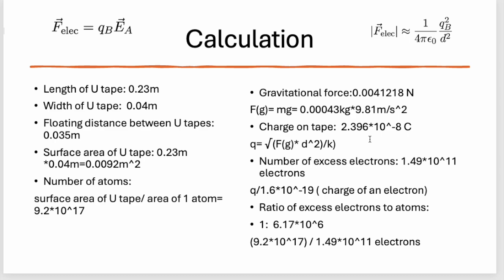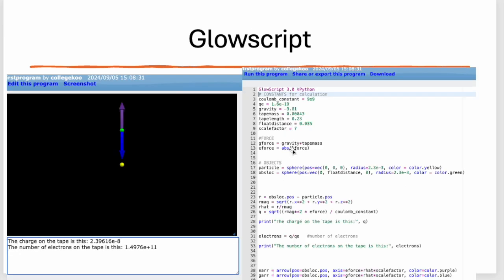The ratio of excess electrons to atoms was 1 to 6.17 times 10 to the 6 power. Using VPython, I used green and yellow spheres to represent the two pieces of tape as point charges. Green represents the upper tape and the yellow sphere represents the bottom tape.